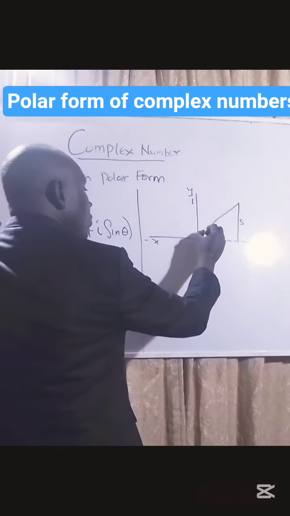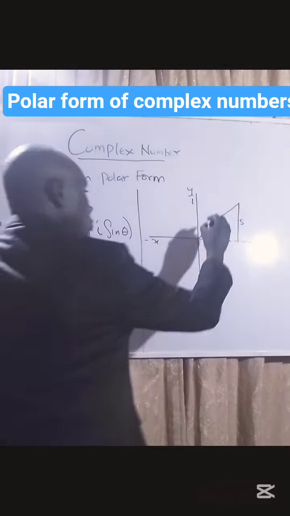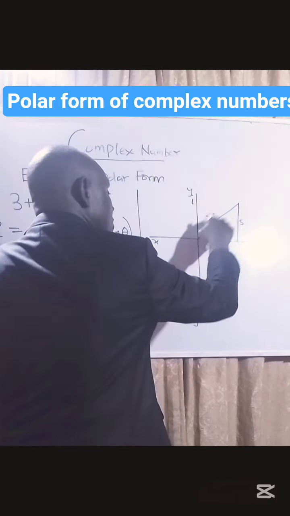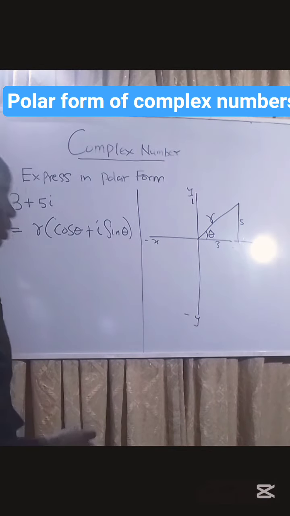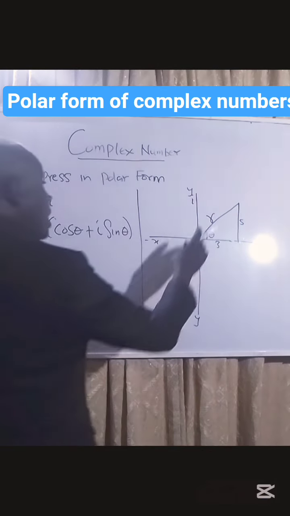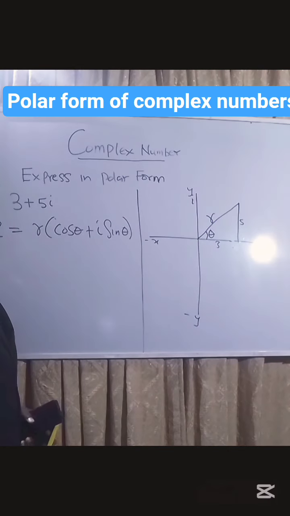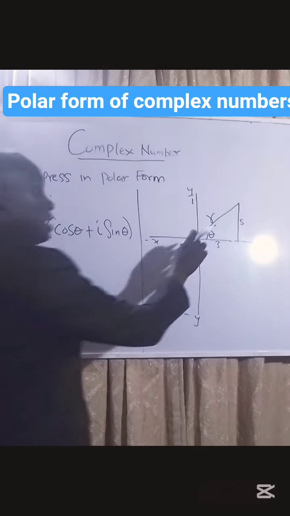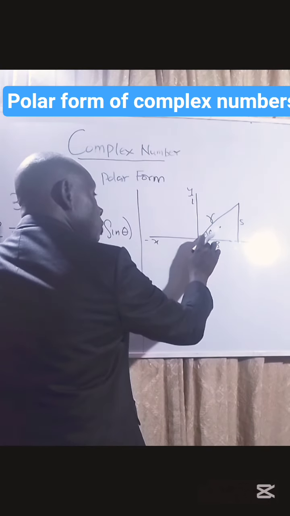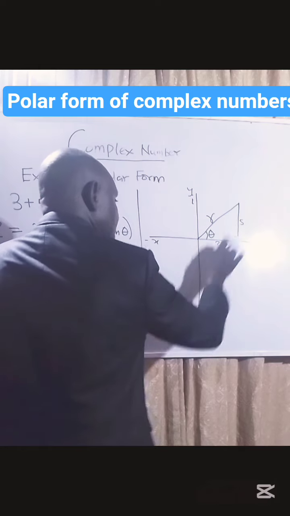Now, there is an angle formed here. This angle is called the argument angle. And this is r, the modulus of the complex number, where r can be obtained using the Pythagoras theorem. Now, with the Pythagoras theorem, you can obtain the value of r. Then you can use the tan of this angle to find the angle.